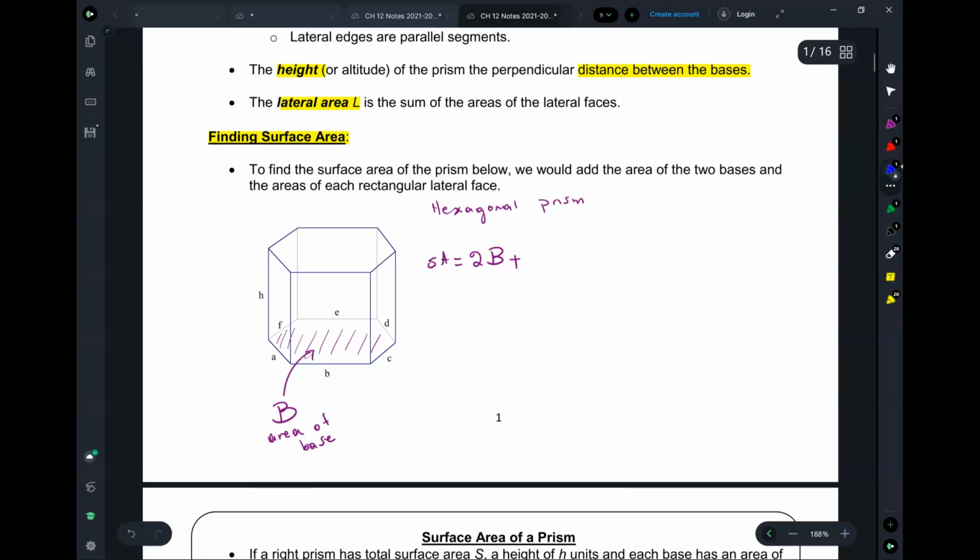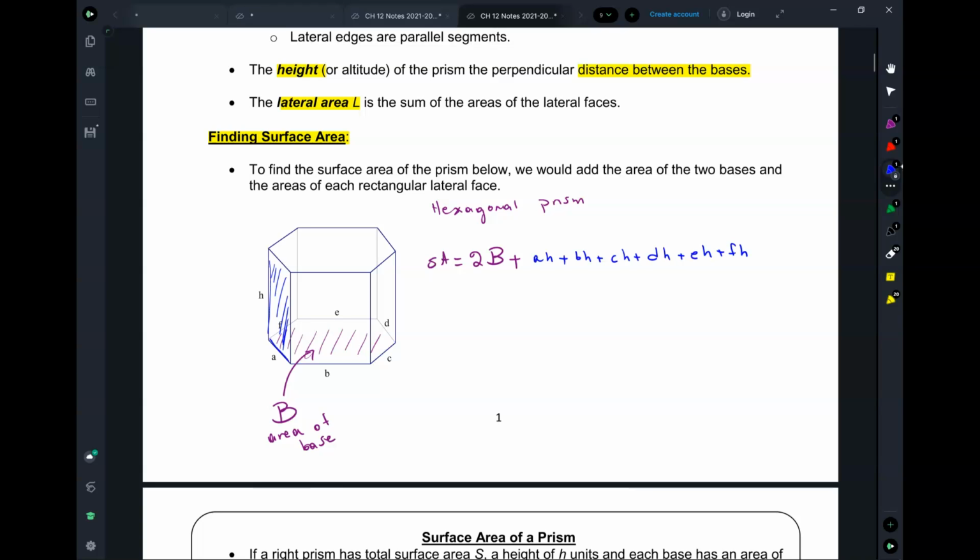So first of all, this one here, what's the area? A times H, correct? Plus, what's this next surface area? What's the area of this surface? B times H, plus the next one is C times H, D times H, E times H, plus F times H. So SA equals 2B.